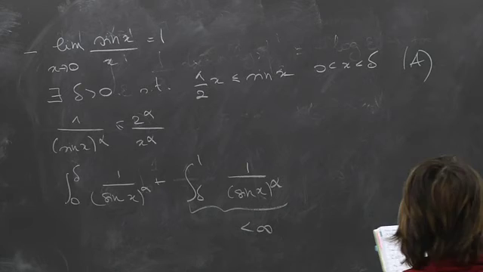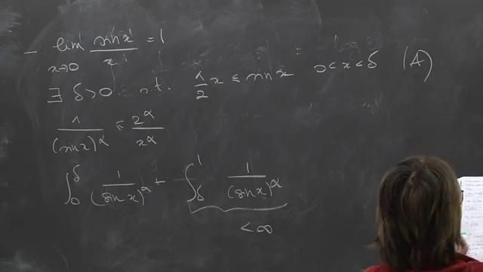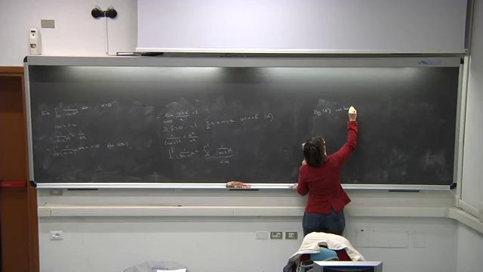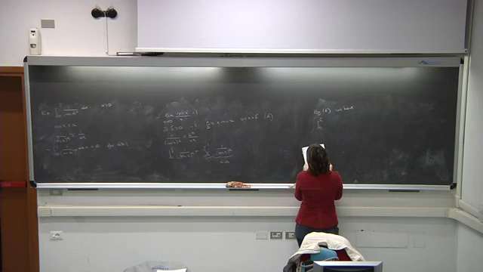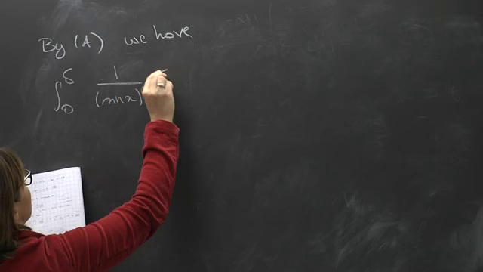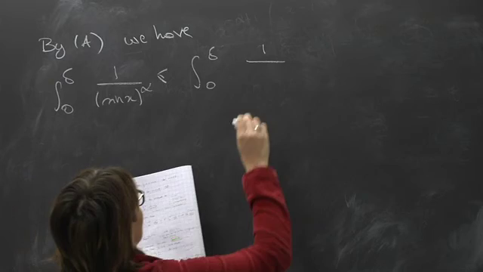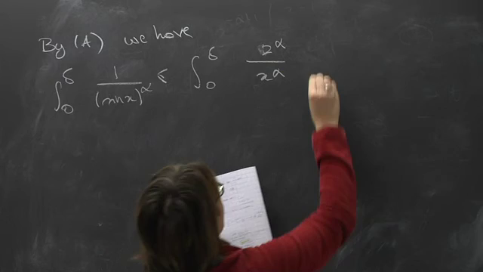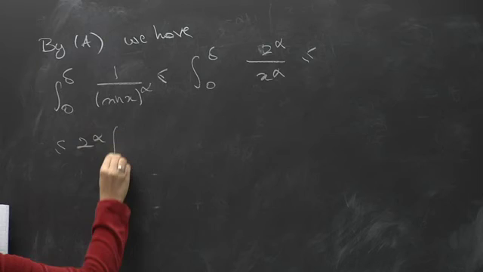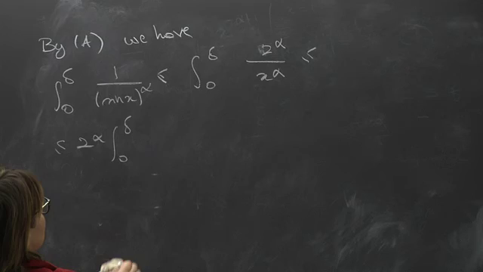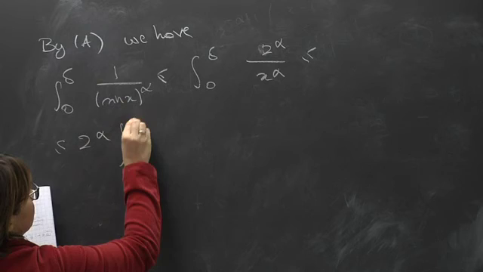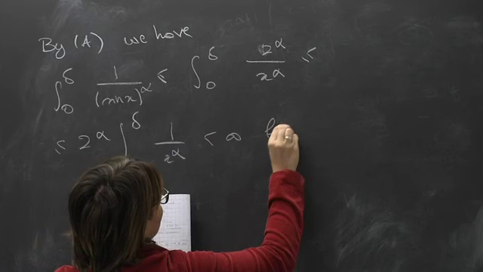And so we have that by A, the integral between 0 and delta of sinus of x to the alpha is less or equal than the integral between 0 and delta of, if you want, 2 to the alpha x to the alpha, but we already computed this. This is less or equal than 2 to the alpha times something finite, which is finite for alpha less than 1.